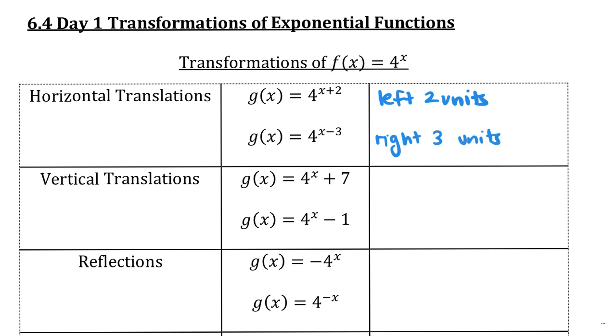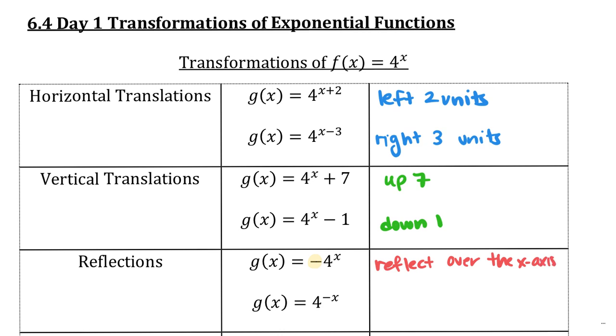For the next one, they're vertical translations. If I do my parent function and I add 7, I'm going up 7. If I minus 1, I'm shifting down 1, or translating down 1. Now reflections. If I put a negative in front of the parent function, the y values are changing from positive to negative. So this is going to reflect over the x-axis, or it's a reflection of the x-axis.